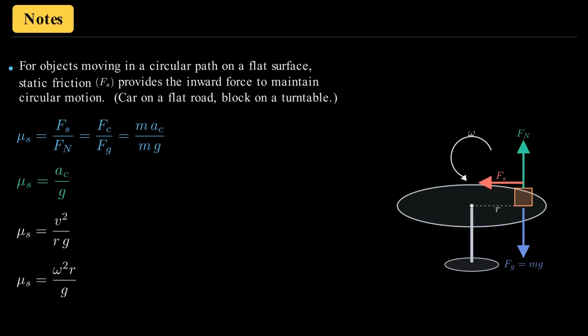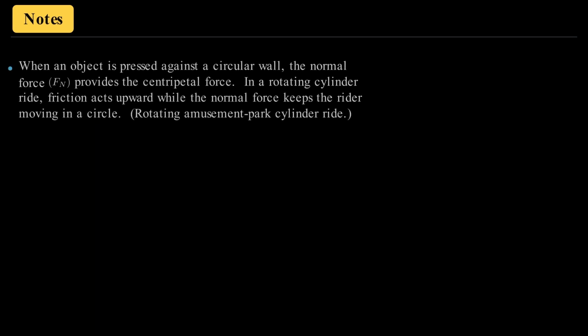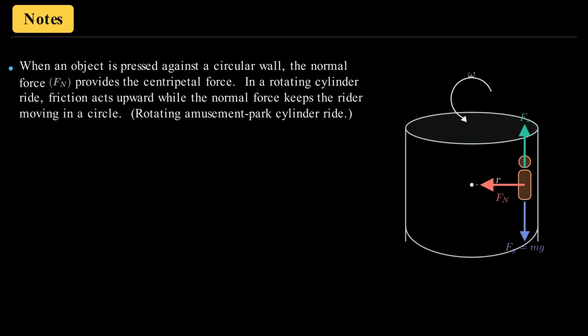The second note is, when an object is pressed against a circular wall, the normal force, or Fn, from the wall provides the centripetal force. In a rotating cylinder ride, static friction acts upward to prevent the rider from sliding, while the normal force keeps the rider moving in a circular path. An example of this is a rotating amusement park cylinder ride.